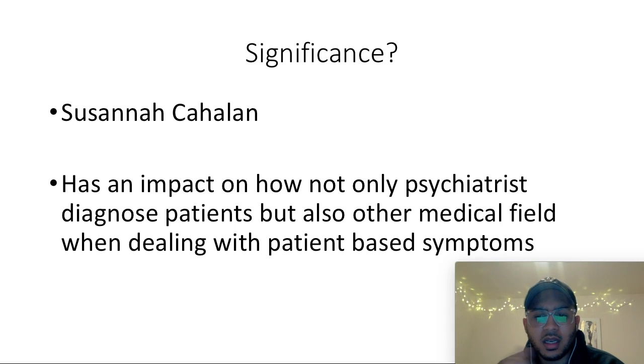Cahalan. I really don't know how to pronounce it, but nonetheless, she was a journalist for the New York Post, and she was diagnosed with schizophrenia. But what she really had was an anti-NMDA receptor thing. It was something wrong with her immune system.